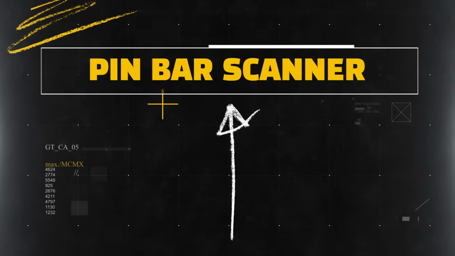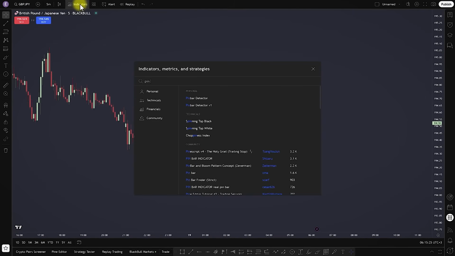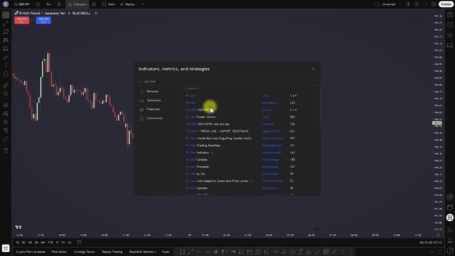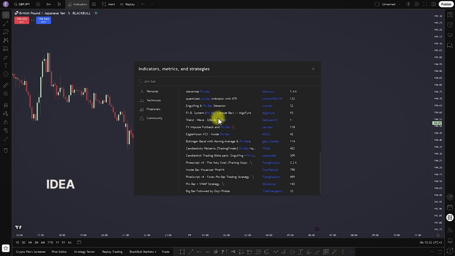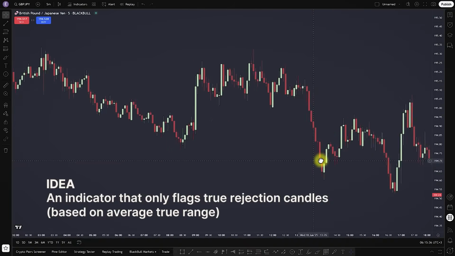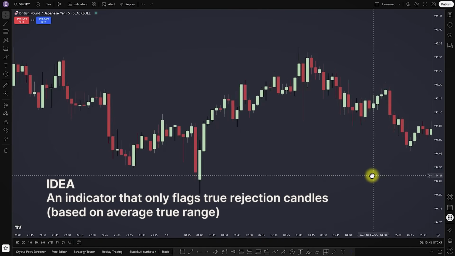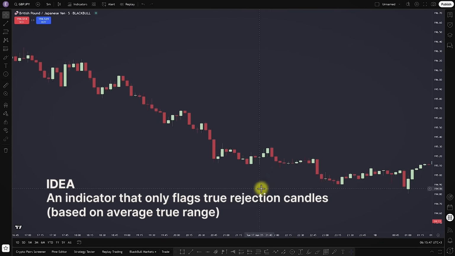I'll be honest, I wasted months using terrible pin bar indicators. They'd mark every candle with a tiny wick. Useless noise. I didn't find a reliable indicator anywhere, so I decided to build my own. I wanted AI to make me an indicator that only flags true rejection candles, without squinting at charts for hours.